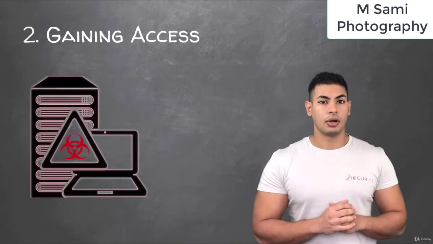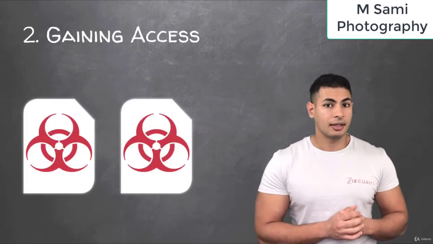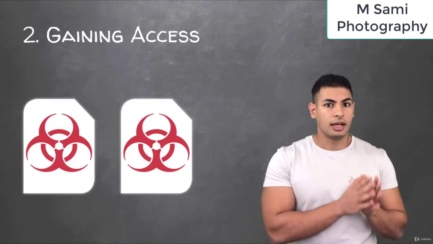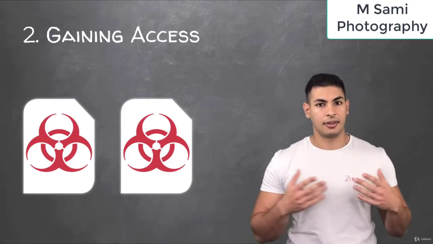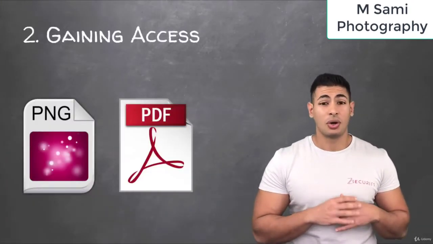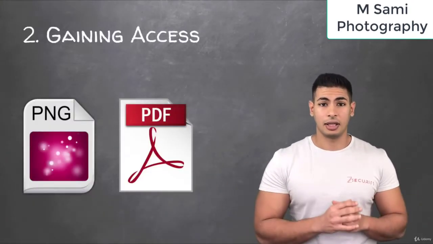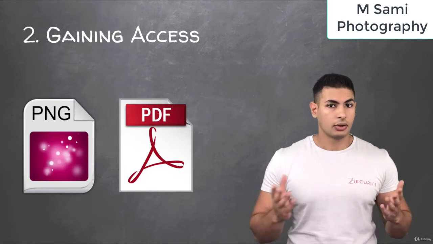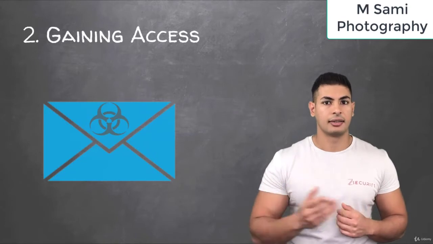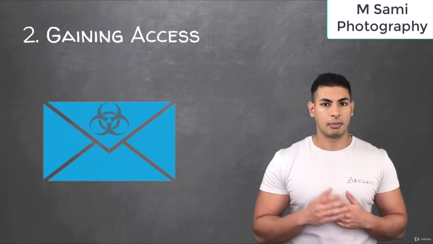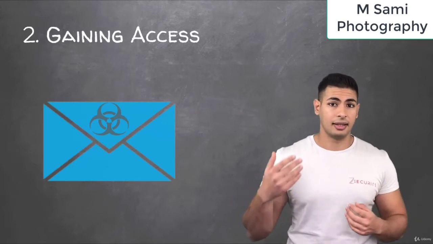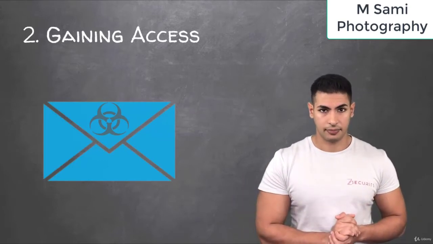Not only that, but you'll also learn how to generate undetectable backdoors and use social engineering to deliver them to your target as a fake update or as a PDF or an image or any other file that they might be interested in. You'll also learn how to spoof emails, so when they're delivered to your target, they appear as if they're sent from a friend, from their boss, or from any address that they're likely to interact with.